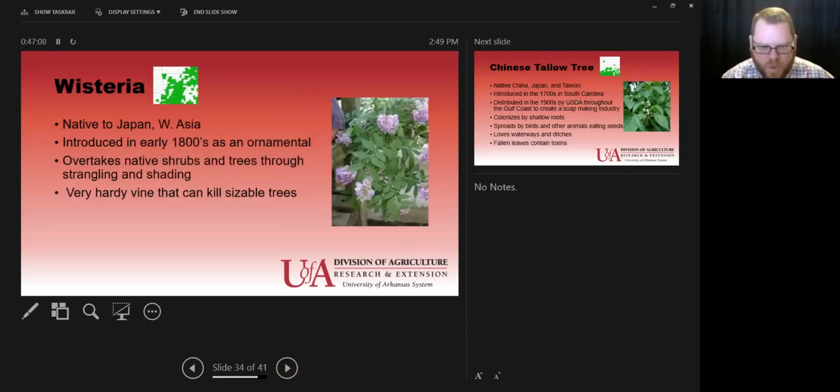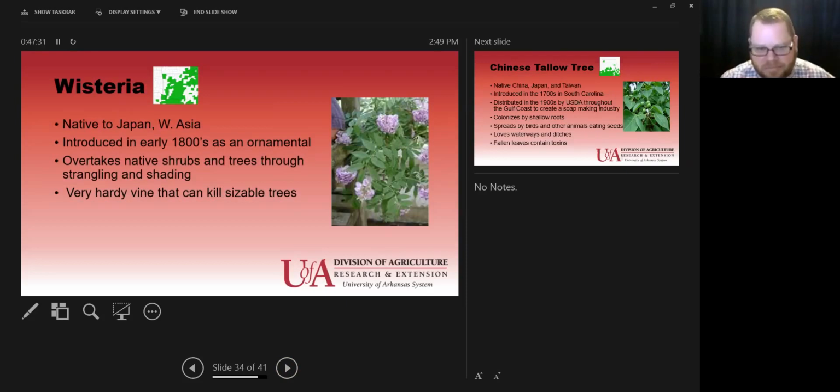Wisteria was native to Japan and Western Asia. It was introduced in the 1800s as an ornamental. And it escaped the landscape. And its problem is that it overtakes native shrubs and trees and literally strangles trees.